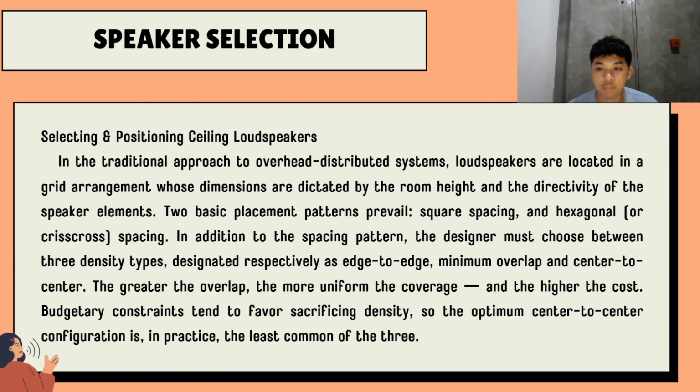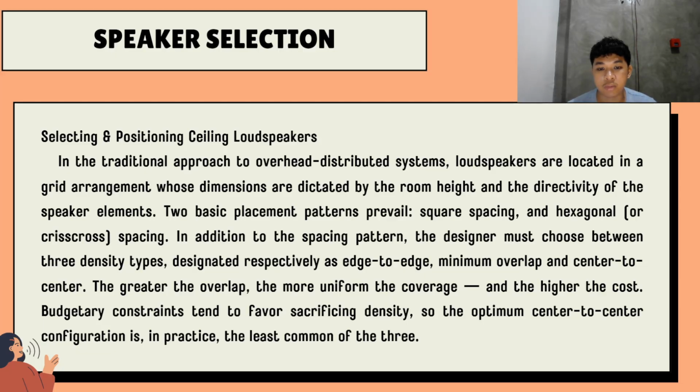Next is selecting and positioning ceiling loudspeakers. In the traditional approach to overhead distributed systems, loudspeakers are located in a grid arrangement whose dimensions are dictated by the room, height, and directivity of the speaker elements. Two basic placement patterns prevail: square spacing and hexagonal or crisscross spacing.